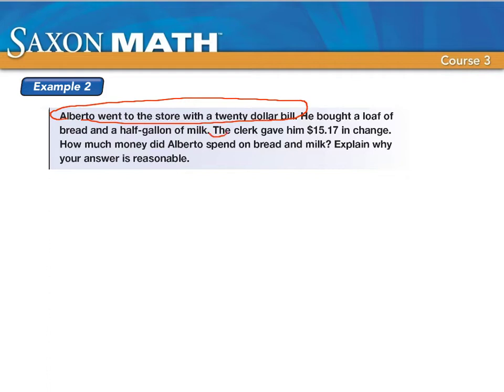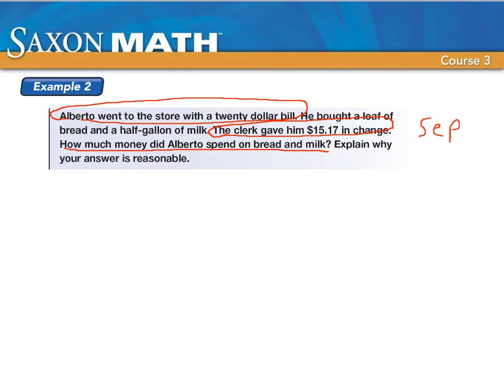Okay, but I do also know the clerk gave him $15.17 in change. Okay, so that's how much money Alberto's going to end with at the end, after he spends his money. And then we want to know how much money did Alberto spend on bread and milk. Okay, well, since we're starting with some money and we're buying something, we're taking away some money that he has. Okay, this is a separating problem. It means it's going to be a subtraction problem.